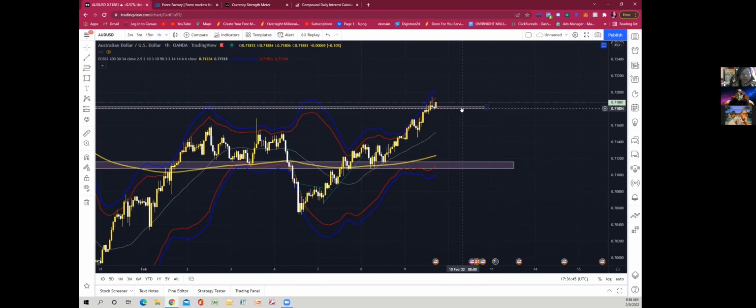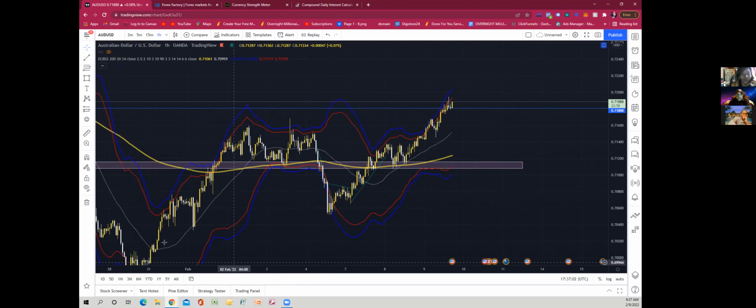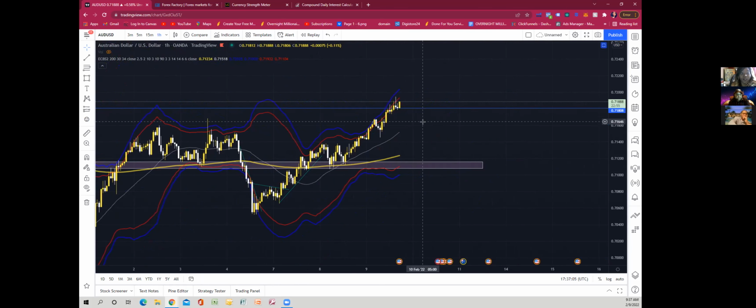Actually, this was the zone for the support, I believe. Yeah, support. Okay, so this is the hourly chart.